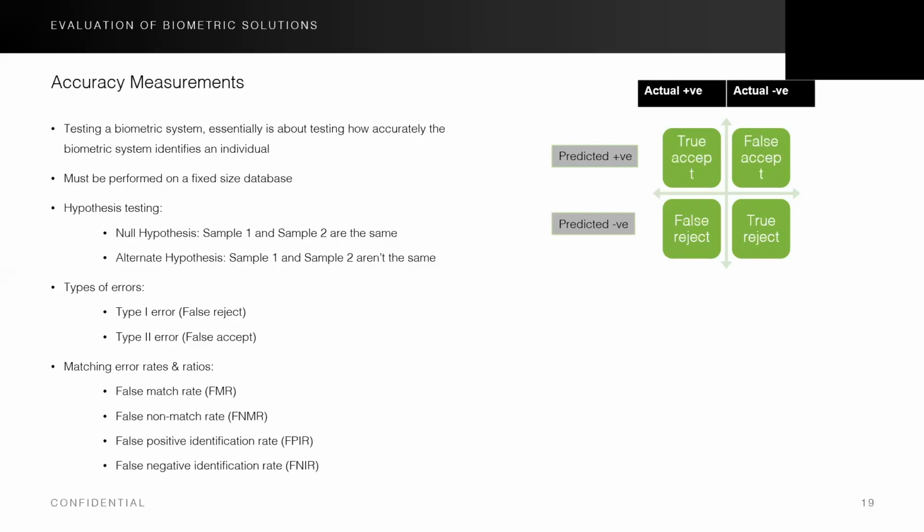Correspondingly, some of the measurements and ratios that exist within the biometric system to evaluate its performance include false match rate, false non-match rate, false positive identification rate, and false negative identification rate, depending on whether you're talking about an authentication process or an identification process. There are also other accuracy measurements, which include failure to acquire rate and failure to enroll rate, which are measurements of how well a biometric system is able to capture the biometric modalities.